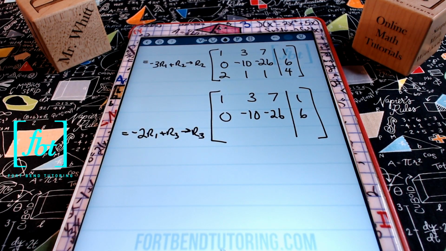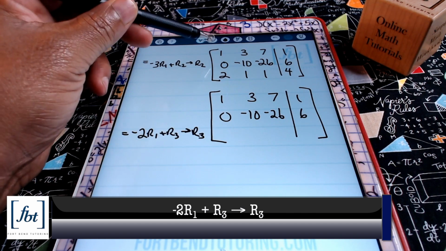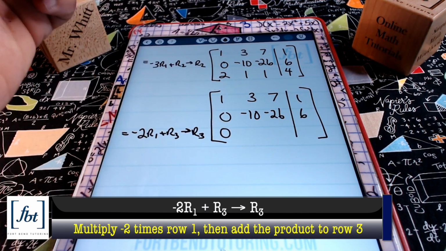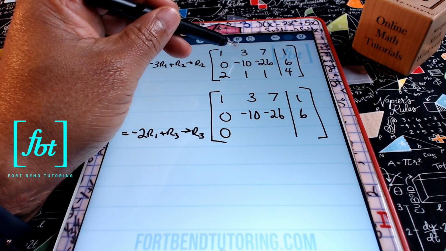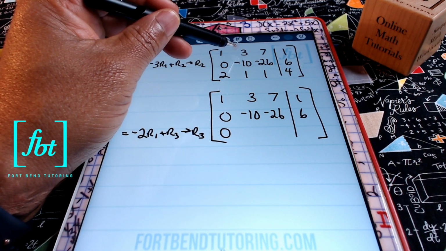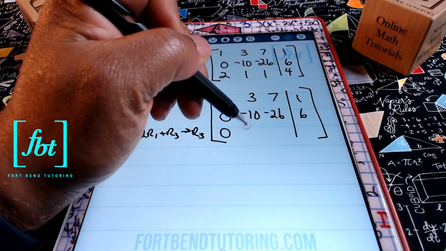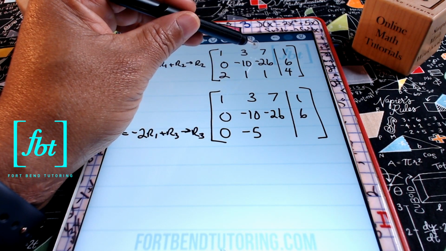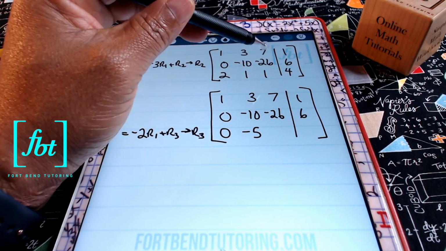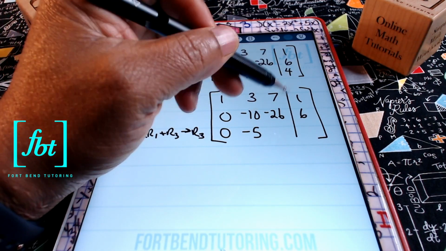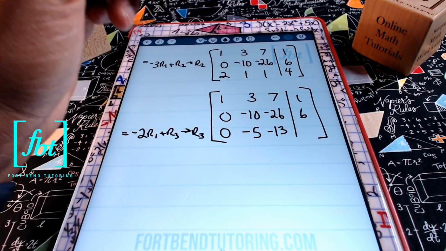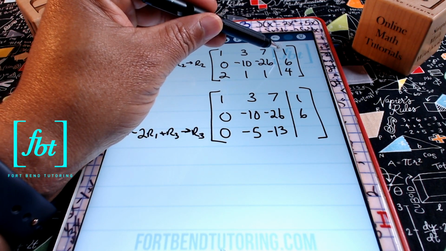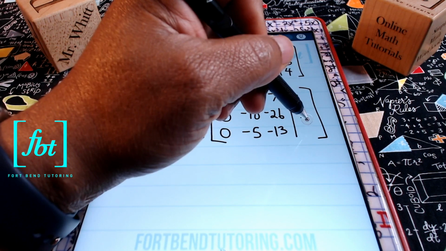However, in the third row we will first multiply -2 times 1 to get -2. -2 plus 2 gives us 0. Then multiplying -2 times 3, you'll have -6. -6 plus 1 gives you -5. And then -2 times 7 gives you -14. -14 plus 1 gives you -13. And then -2 times 1 is -2. -2 plus 4 gives me 2.